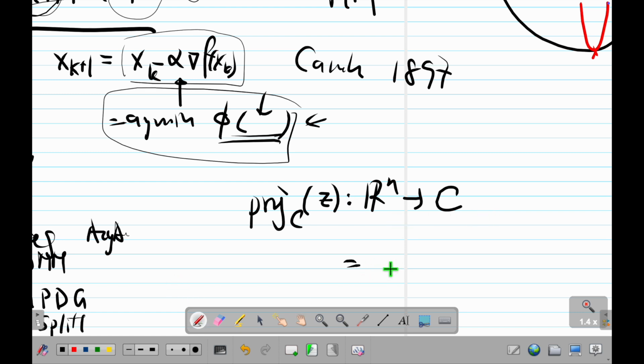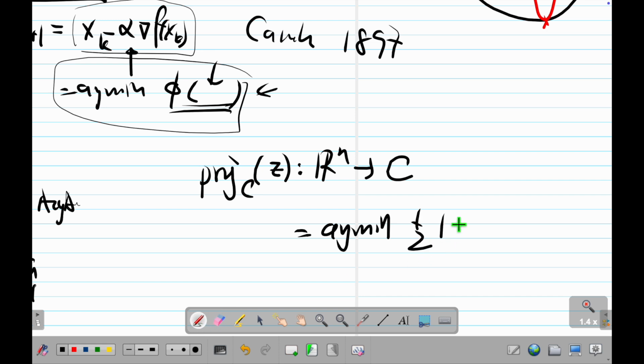And then what is this? This is actually an argmin. So it's also an optimization problem: the norm of y minus z, where z is a point and y is in C. So basically it's saying, for all the points in C, find the one that's closest to your input point.